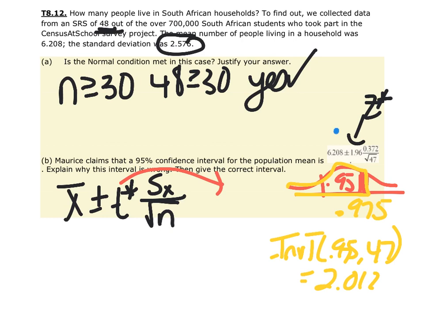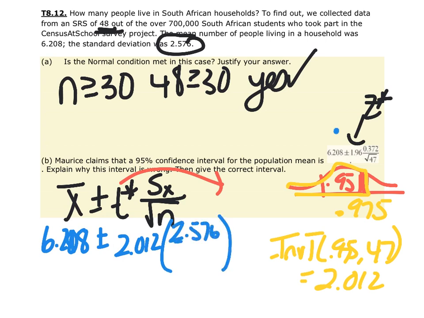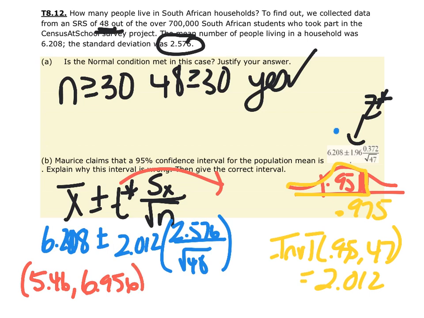So let's go ahead. Our sample mean was 6.208 plus or minus our 2.012, standard deviation 2.576 over the square root of 48 in this case. When you simplify this down, your final confidence interval is going to be 5.46 and then up to 6.956. Now remember, you're not done with a confidence interval until you put it in context. So we're going to say we are 95% confident the true population mean is going to fall within this range for how many Africans live in households on average.